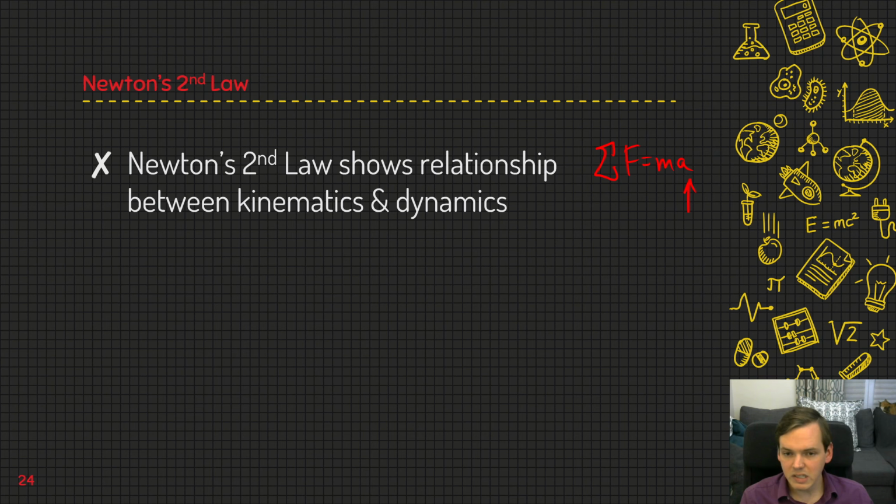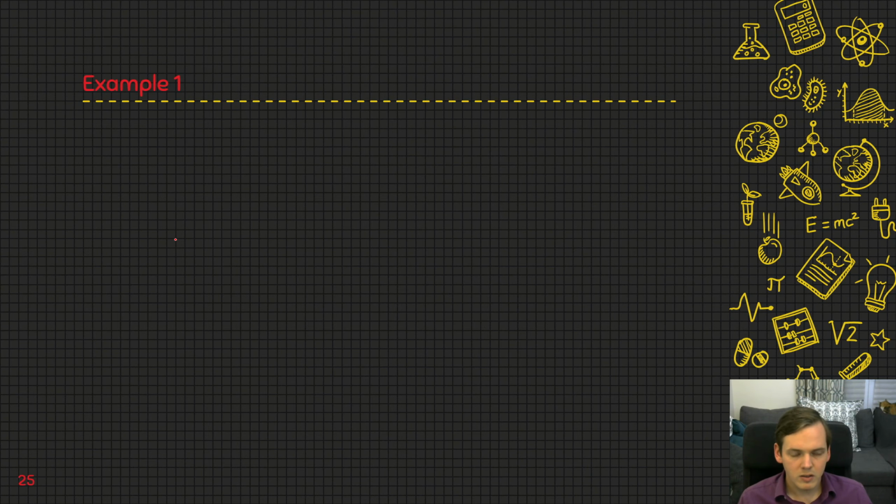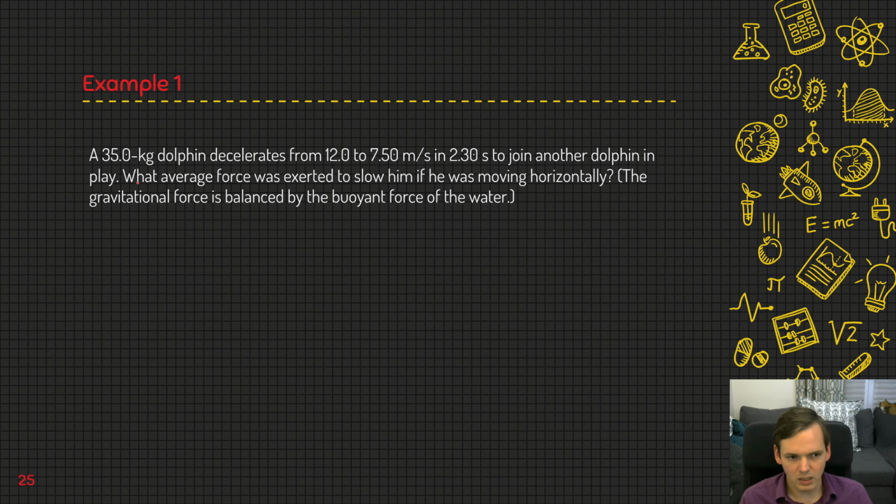And you've actually seen this in the previous video. You would have looked at how I calculated the acceleration of a box that was sliding, and then I used that to find a force. So let's look at a couple more examples here. We've got a 35 kilogram dolphin that decelerates from 12 to 7.5 meters per second in 2.3 seconds to join another dolphin in play. What is the average force that was exerted to slow him if he was moving horizontally?